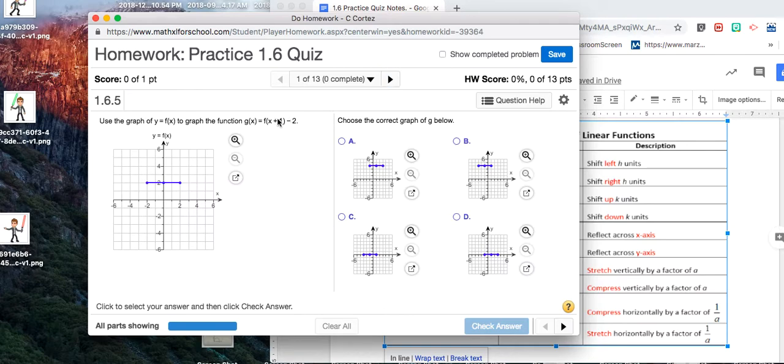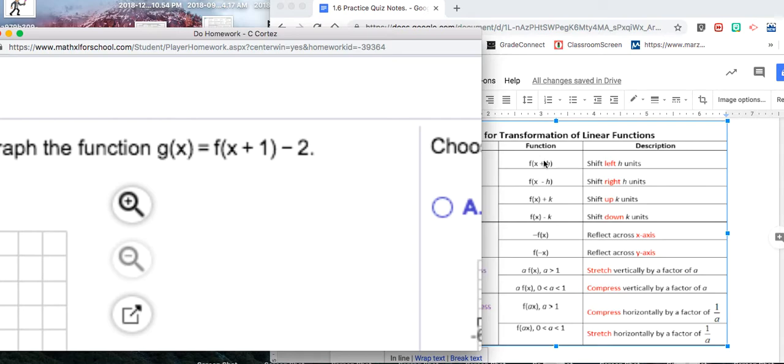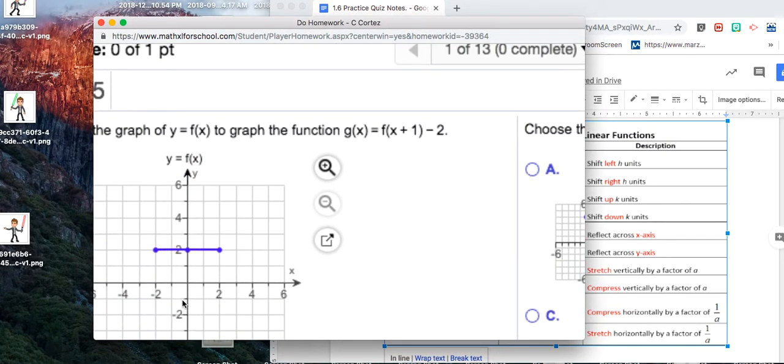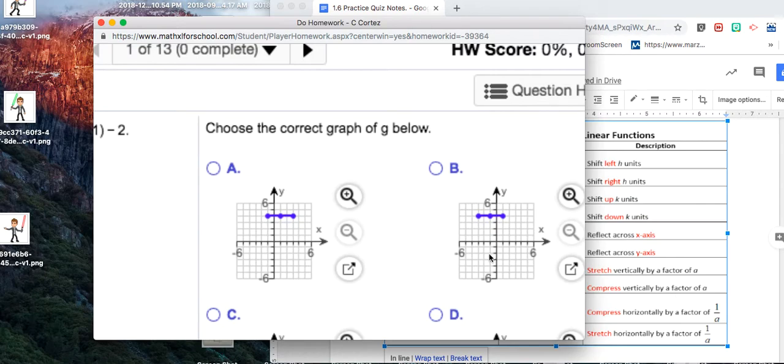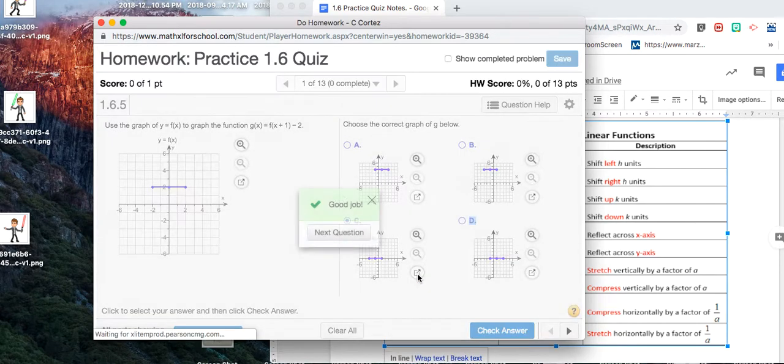Starting with the first one, I know that there's a horizontal shift based off of the outline seen here. We're adding some terms, so this should go to the left 1 unit and down 2 units, so horizontal and vertical. If we take this blue line, we move this over 1, down 2, closest option for that is going to be here. And we're done.